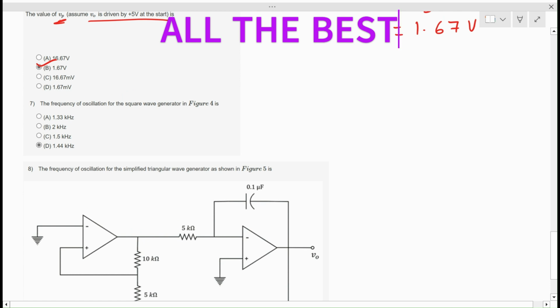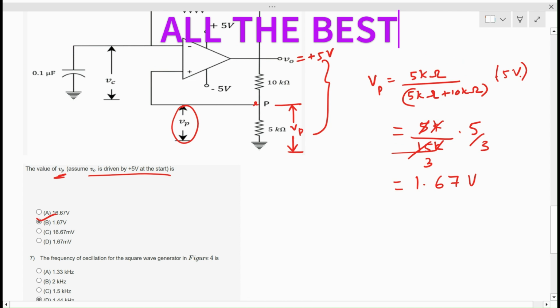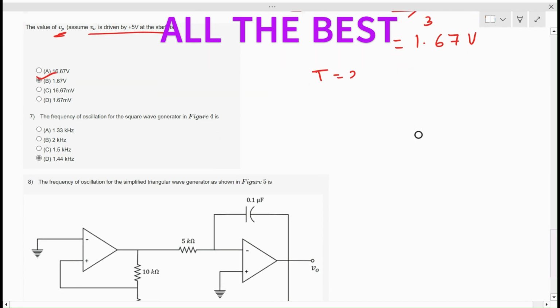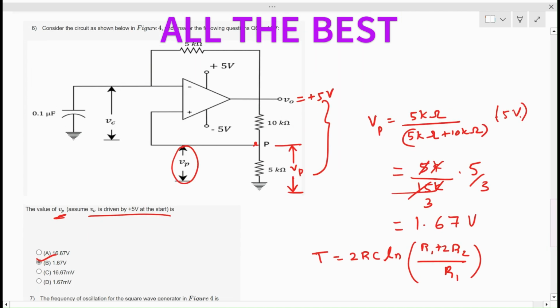The frequency of oscillation for the square wave generator shown in the figure. For the square wave generator, what is the frequency of oscillation? That is given by the time period. First we have to calculate the time period T equal to 2 RC ln of (R1 plus 2 R2) by R1. So the values of the resistances, this is R1, R2, R and C.